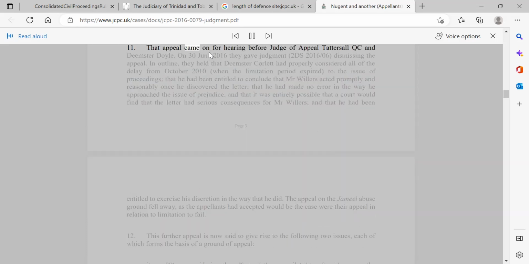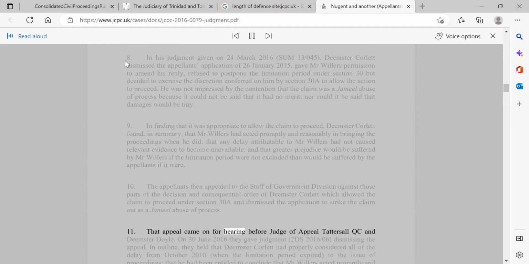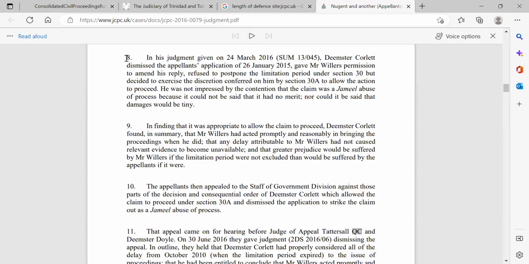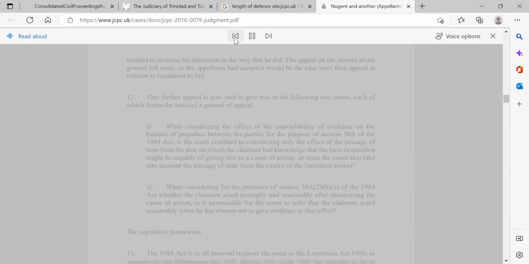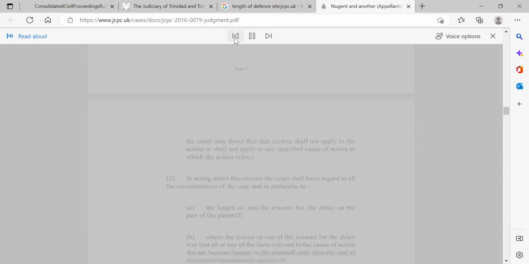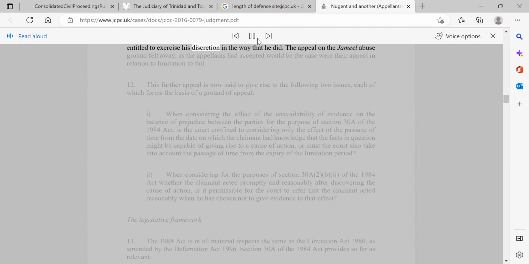11. That appeal came on for hearing before Judge of Appeal Tattersall QC and Deemster Doyle. Entitled to exercise his discretion in the way that he did.